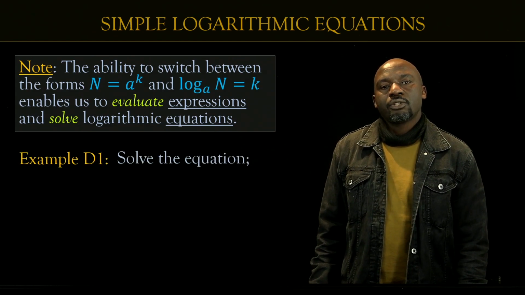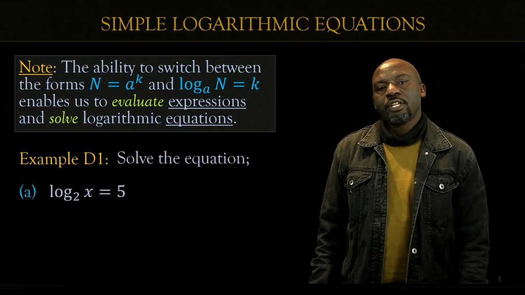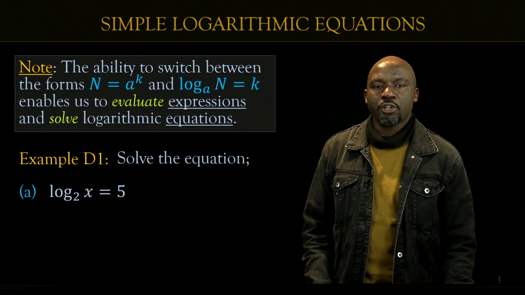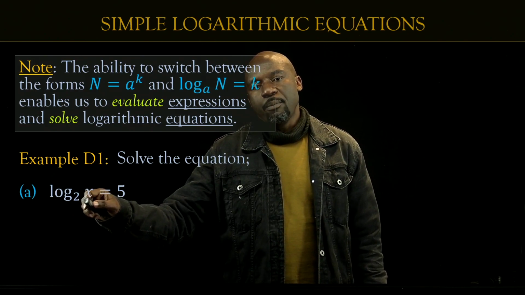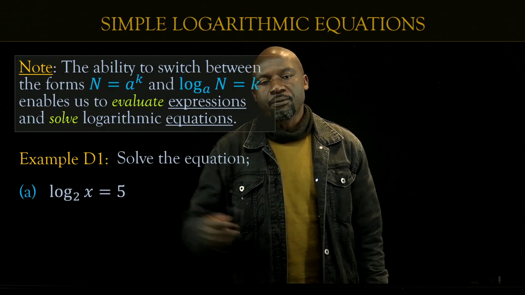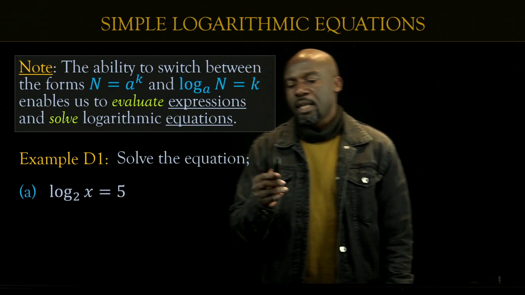D1 is saying solve the equation, and this is a very simple equation. Log to base 2 of x is 5. So normally when we say solve the equation, it means find the value of x that when we put here will mean the left hand side gives us the same result, equal to 5. What is the value of x so that log to base 2 of x is equal to 5?